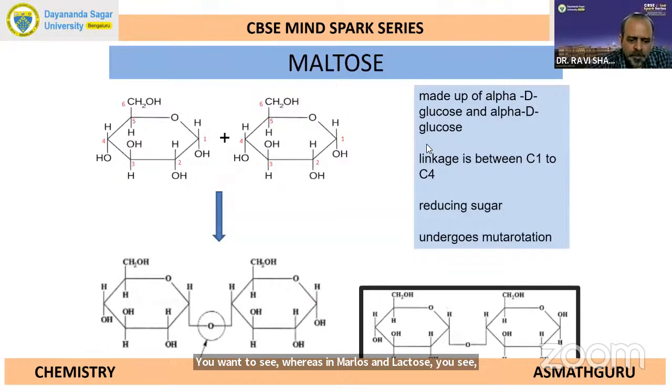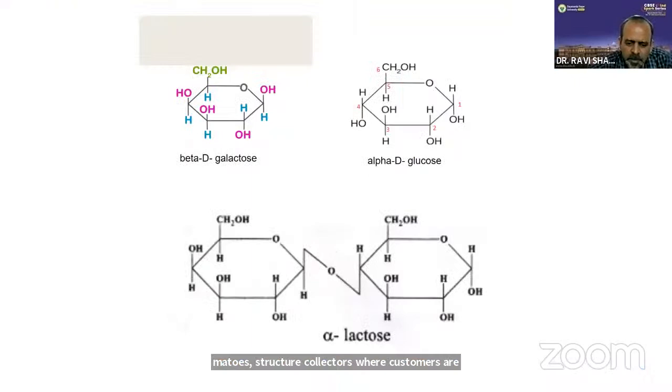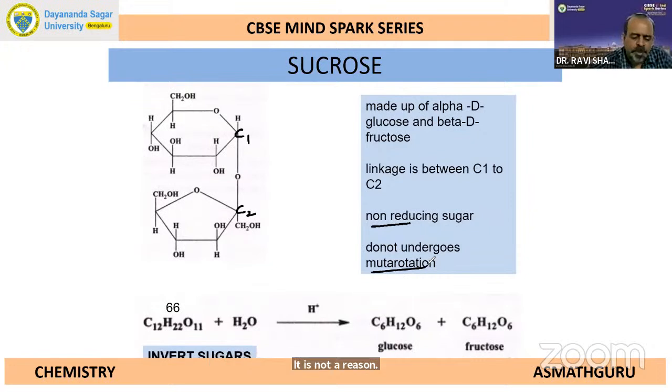This is the structure of maltose, and the structure of lactose, where the first one is galactose and then glucose. And this is alpha lactose, meaning beta galactose and alpha glucose. This is the structure of sucrose, where glucose and fructose are connected with C1 and C2. Remember this. That's why the functional group is not free. It is not a reducing sugar. It does not undergo mutarotation.